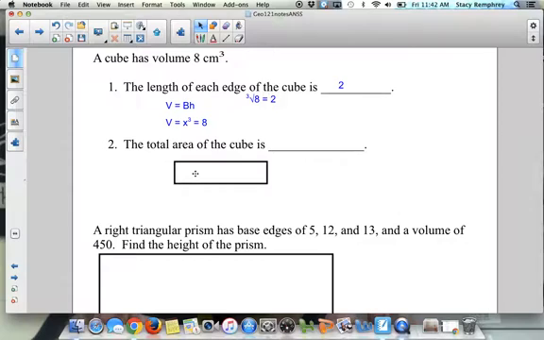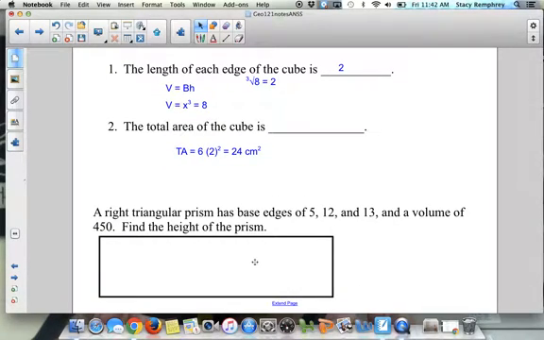To find the total area of the cube, if you think about it, it's really made of 6 squares. So what I did is I just said, okay, the area of one square is 2 times 2, and I know there are 6 of those squares making up the cube. So you'll get 24 square centimeters. In the next one, a right triangular prism. You got to be careful here. When you see the word right, that doesn't mean this is necessarily a right triangle. It just means, again, that the lateral faces are perpendicular to the base.